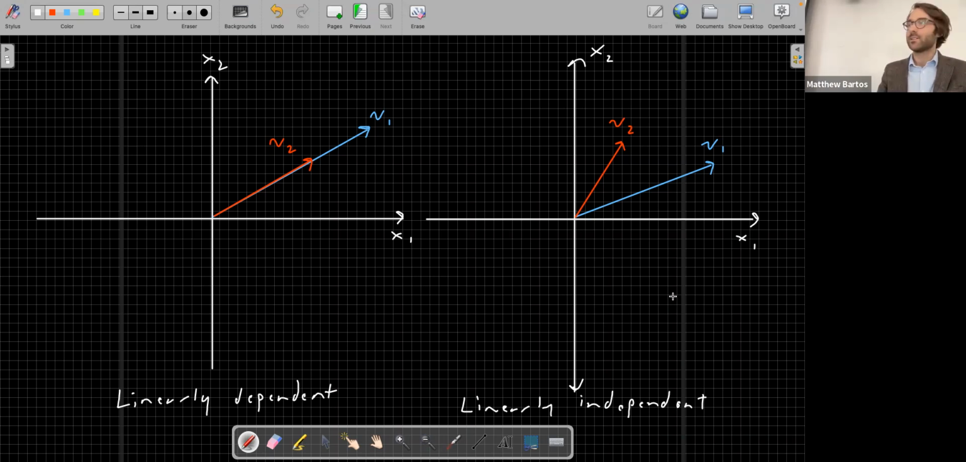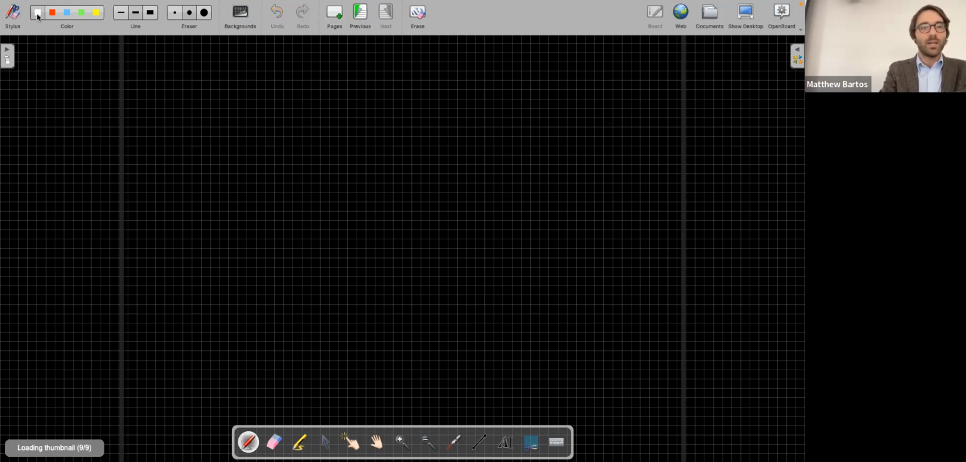Are there any remaining questions about linearly dependent vectors versus linearly independent vectors? All right, so it's fairly intuitive. So let's move on to talk about span. Who's familiar with the term span in linear algebra? A little bit? Okay, so let me give you the formal definition of span.